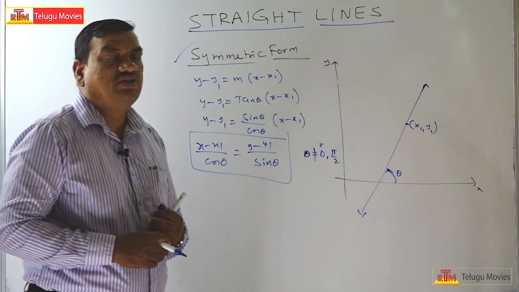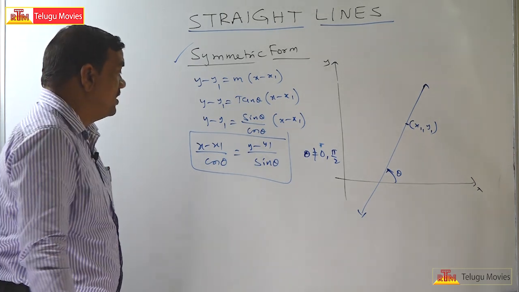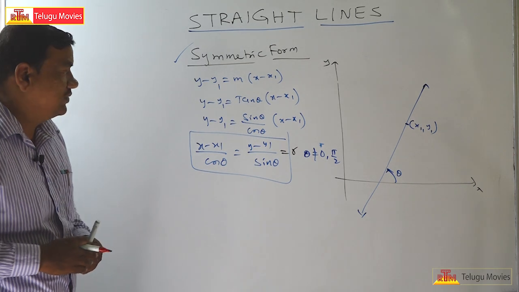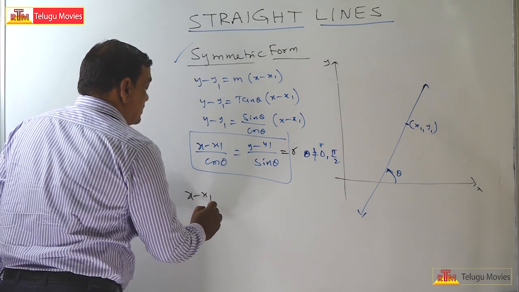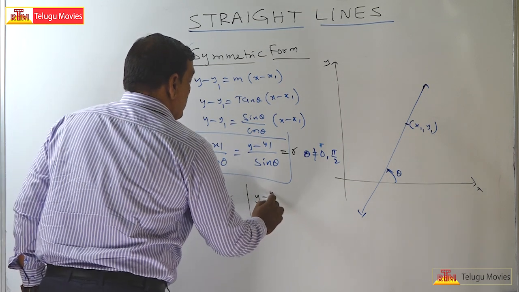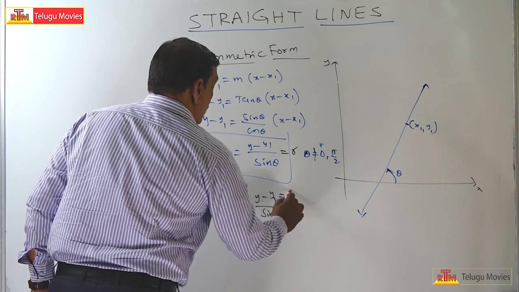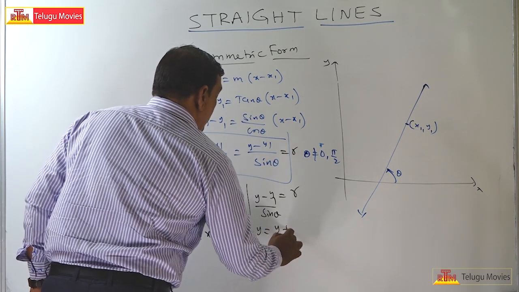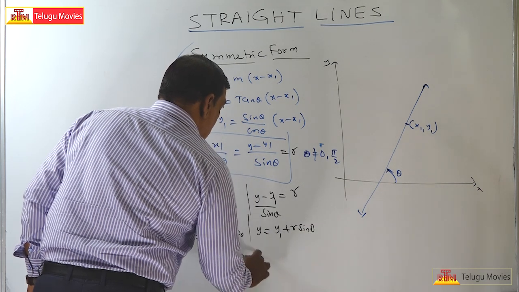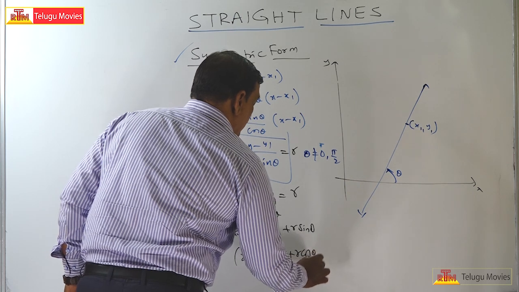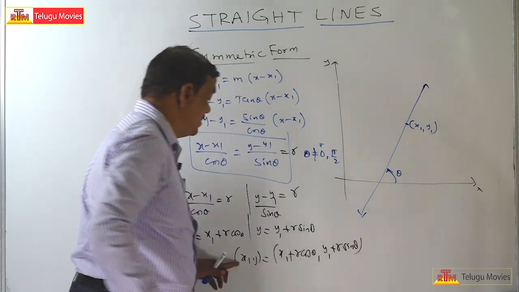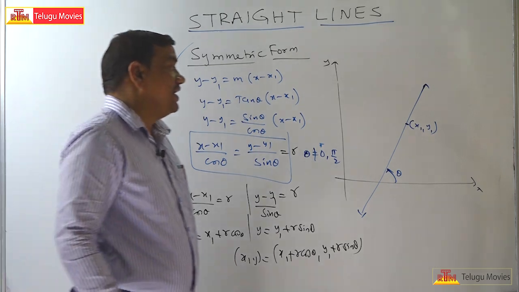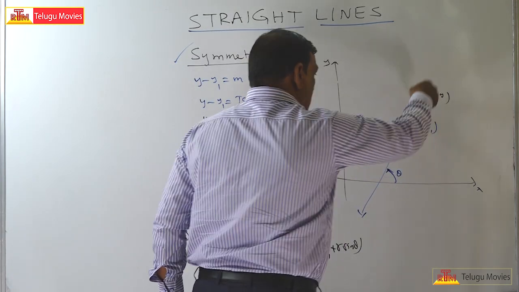It has a very important use. Let us say this is equal to some r, where r is a positive quantity. So x minus x1 by cos theta is equal to r, and y minus y1 by sin theta is equal to r. This implies x is equal to x1 plus r cos theta, and y is equal to y1 plus r sin theta. So x comma y is x1 plus r cos theta, y1 plus r sin theta, an arbitrary point on the line.